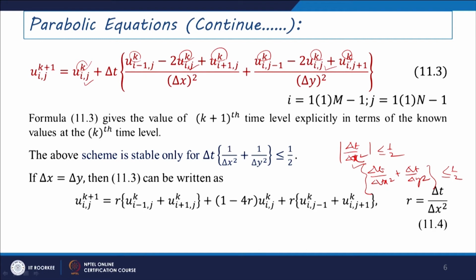1 minus 4r into u i j to the power k, since r is defined as del t by del x square. And if we write the i minus 1 and i plus 1 terms, that can be written in the form of r into u i minus 1 j k plus u i plus 1 j k. And for the j space coordinates, j minus 1 and j plus 1, it can be written as r into u i j minus 1 plus u i j plus 1 k.